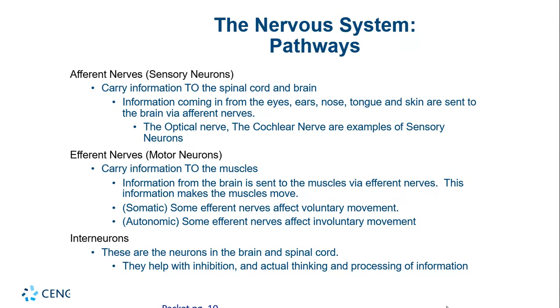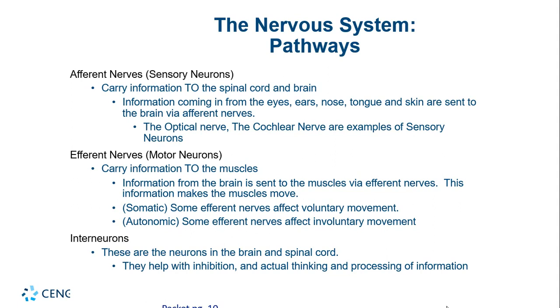So whether I'm talking about the sensation of touch in my hands, in my skin, or my tongue tasting something, all of that information must go to my brain via afferent nerves or sensory neurons.